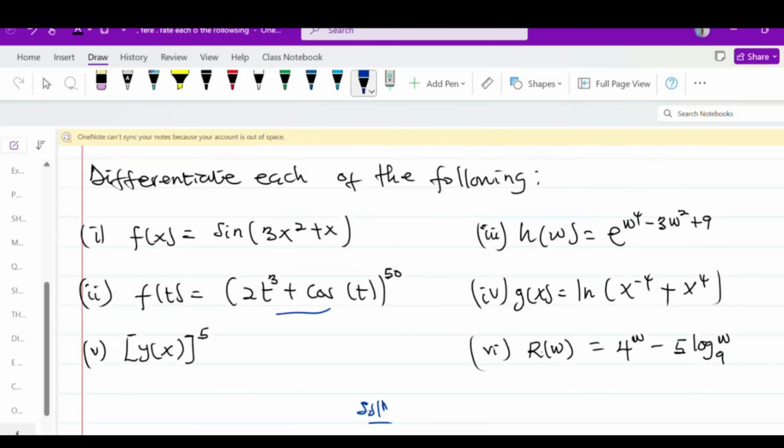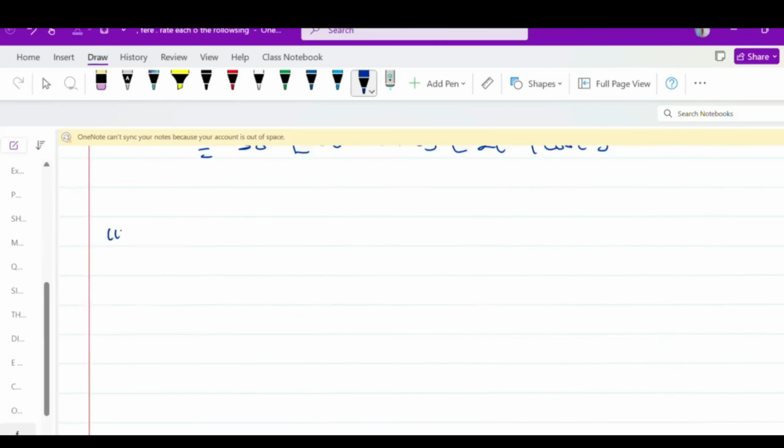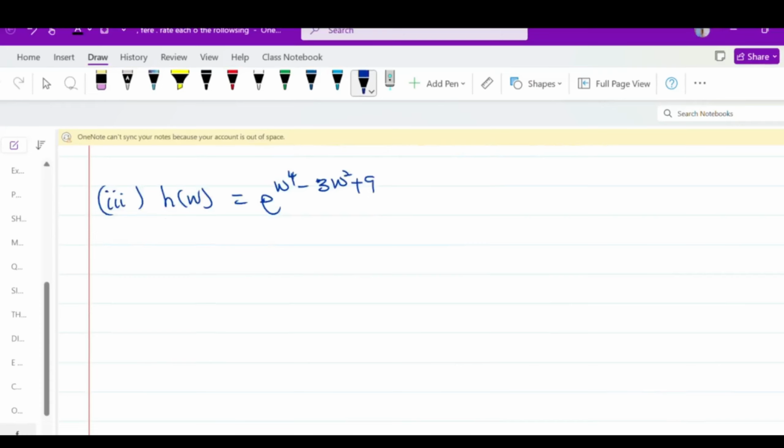So the third question, we have to differentiate h of w, which is equal to e exponent w to the 4 minus 3w squared plus 9. So this is an exponential function. When you are given a function, say y is equal to e exponent f of x, then your y prime of x is going to be f prime of x multiplied by e exponent f of x.